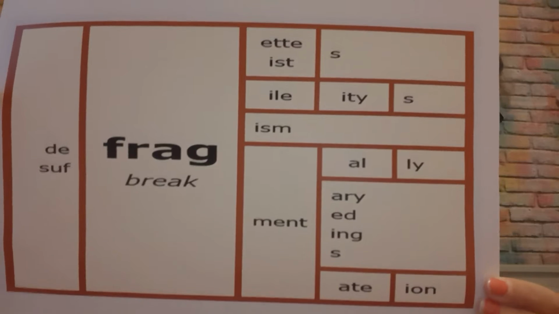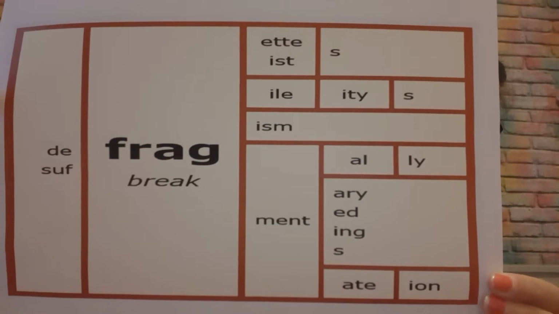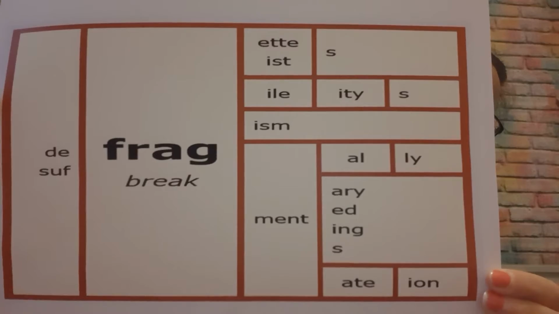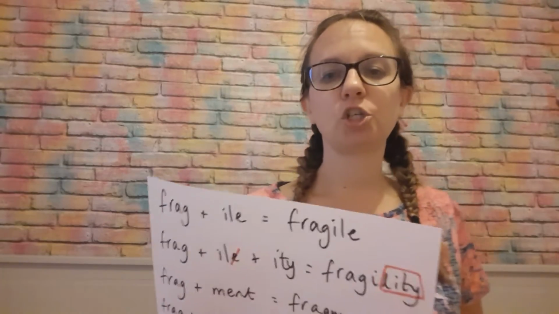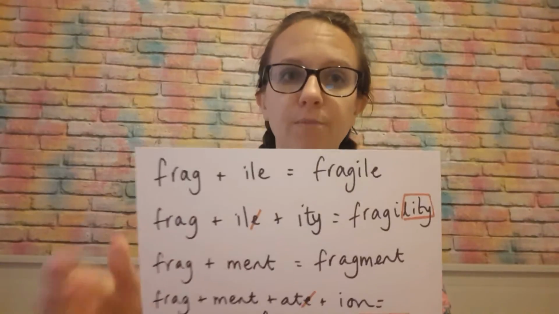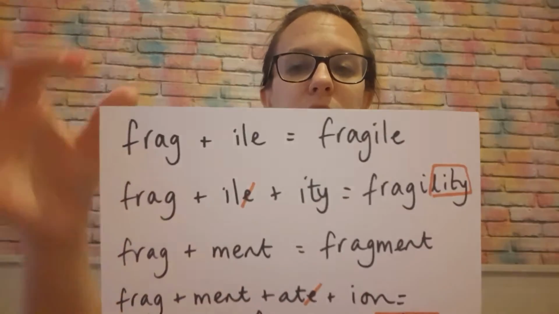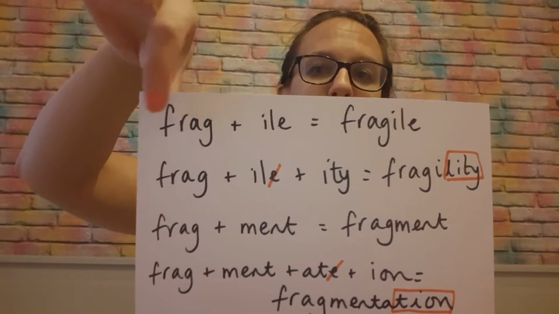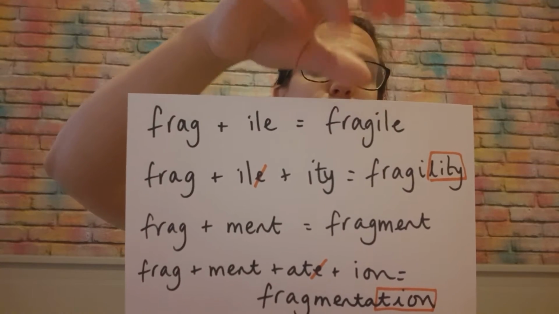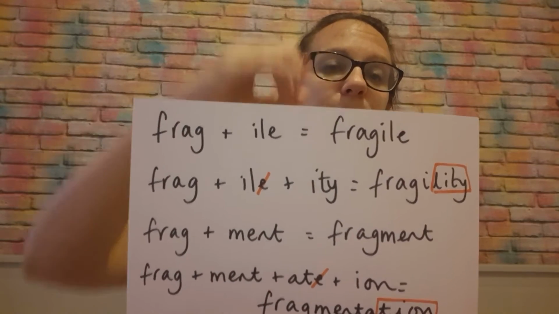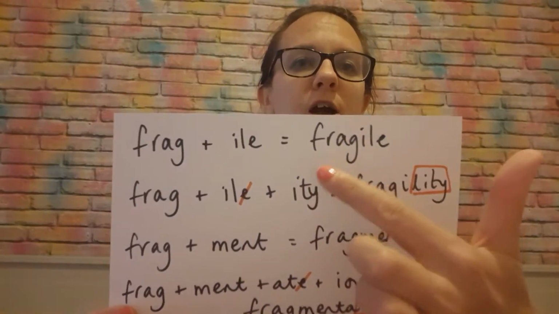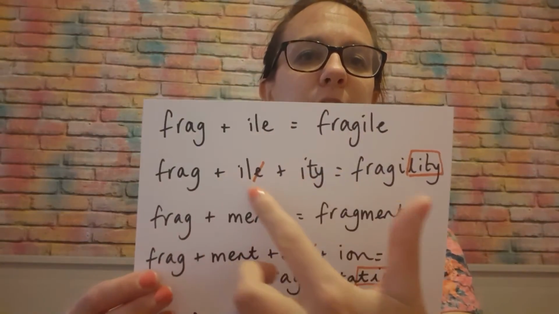So that is your grid. Hopefully you have built quite a few words there. I'm going to show you two of the words at the top that I've made. We've got frag and ile. Because we've got an I after the letter G, it becomes the soft G. So we've got fragile, and then we've also got fragility.